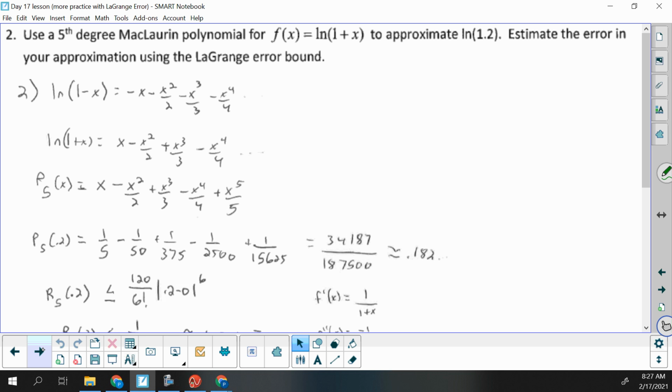Cut that off at the 5th degree, because that's what they asked for. Notice if we have natural log of 1 plus x, that means we want to sub in 0.2 for 1.2. And when you do that, you get that 34,187 fraction there.